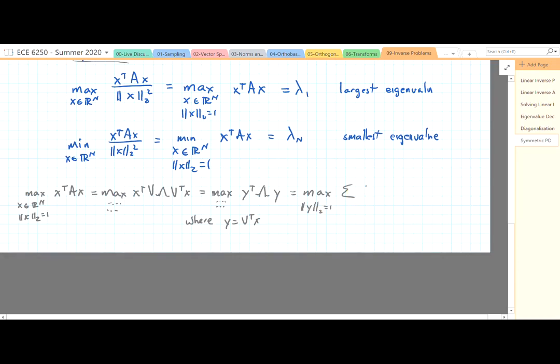Max of the sum of y_i squared times lambda_i. Well, this is going to be maximized for y1 equals 1 and y_i equals 0 for i not equal to 1. And so that's the sketch of the proof to show that this is the case.